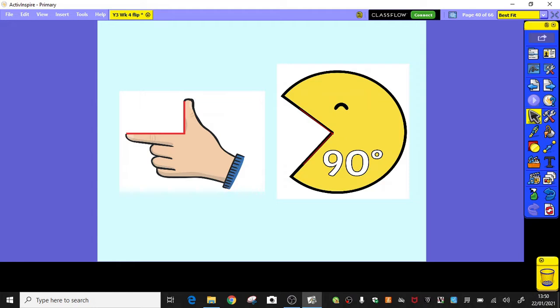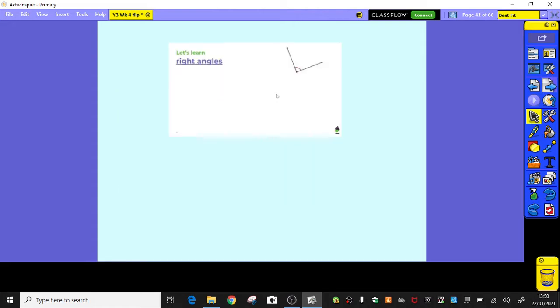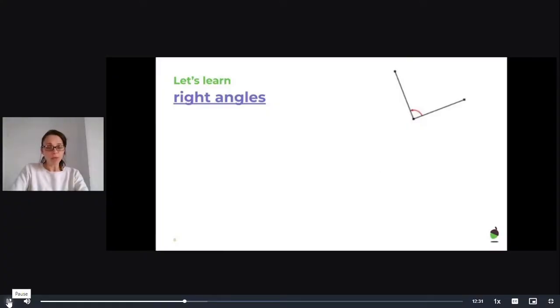But right angles are really important, and you will keep coming across right angles all through primary school and even when you get into your secondary school. They're a really important angle to know about. So let's learn about right angles. Our focus today is right angles. This is what they look like. Now you could think of it as a quarter turn on a clock.